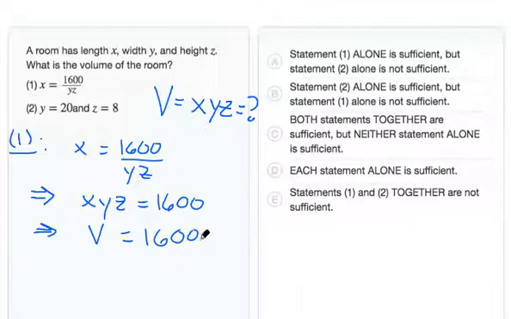And we're able to find a value for v, so that means that this statement alone is sufficient. So we can eliminate answer choice B, C, and E. Let's go ahead and consider statement 2.